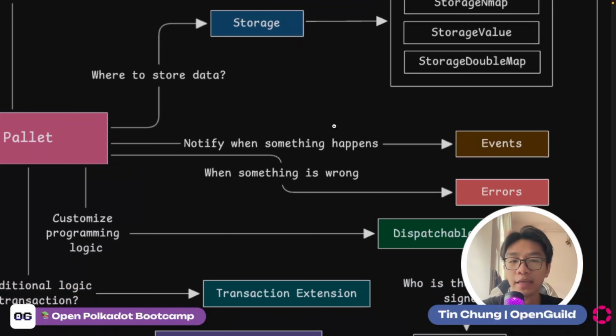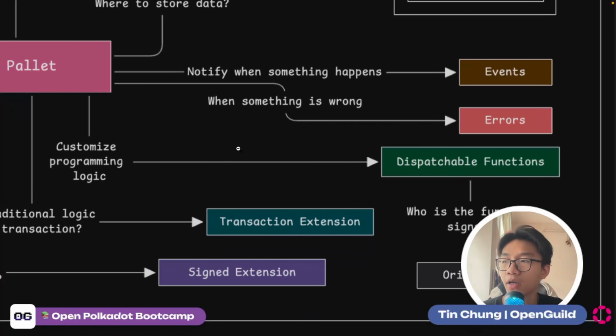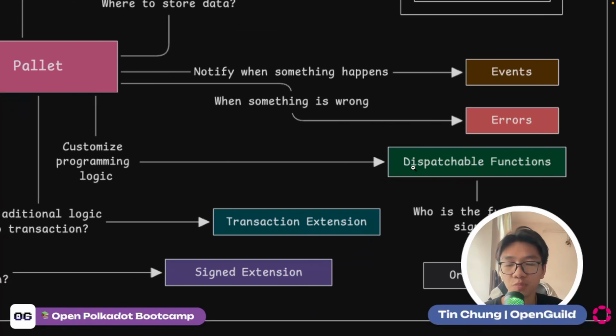Another one is the event. For the pallet, whenever something executes on the pallet, we want to emit an event so that the user can see the event and what just happened. Another one is the error. When we have our functions executing, we also want to throw an error, right? Very basic.